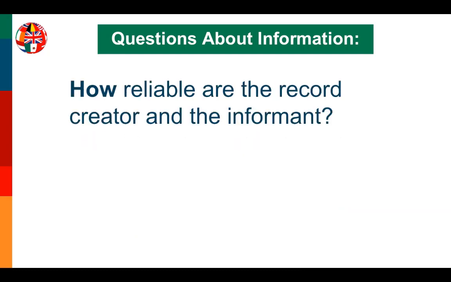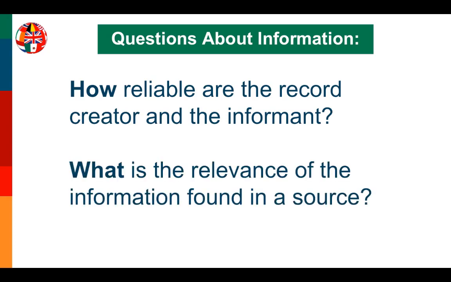How reliable are the record creator and the informant? Did the informant witness the event or relationship? Or did the informant have second-hand knowledge of the event? What is the relevance of the information found in the source? For example, birth information on a death certificate is not as relevant as the death information. Another example is the listing of a subject's parents on a death certificate is not as reliable as finding the parents listed on that person's birth record.